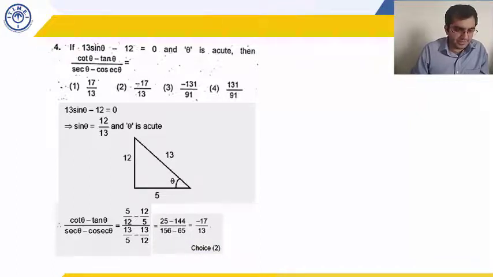Okay, simplify this. The denominator will become 60, just simplification of fractions. You'll get the answer as minus 17 by 3. Okay, so you get 25 minus 144 divided by 60, divided by 156 minus 65 divided by 60. So the two 60s will get cancelled out and you get the remaining part.